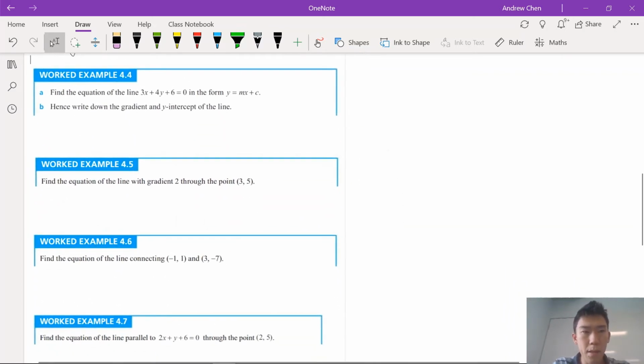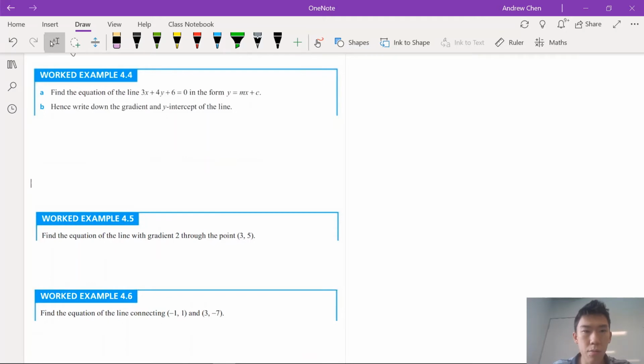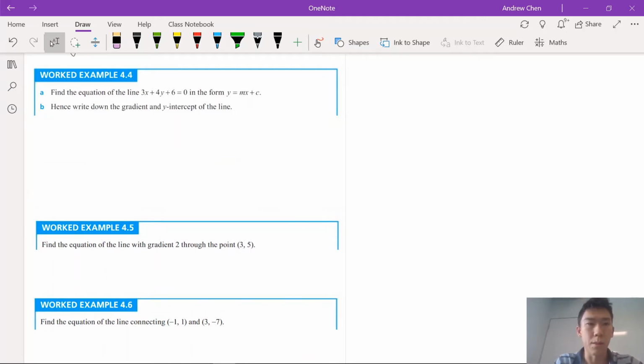Alright, 4.4. Find the equation of the line 3x plus 4y plus 6 equals 0 in the form y equals mx plus c. So this is just a little bit of rearranging. Keep the y on the left-hand side and take away 3x from both sides, take away 6 from both sides, and then divide both sides by 4. So that will give us negative 3/4 x. Take 6 over 4, which is the same as 3 on 2.